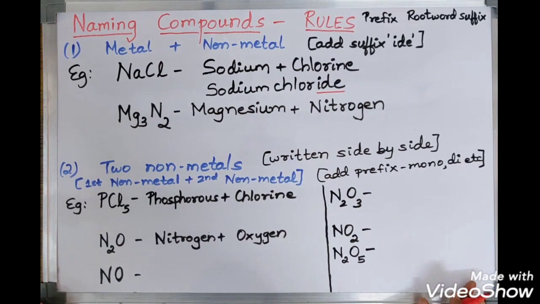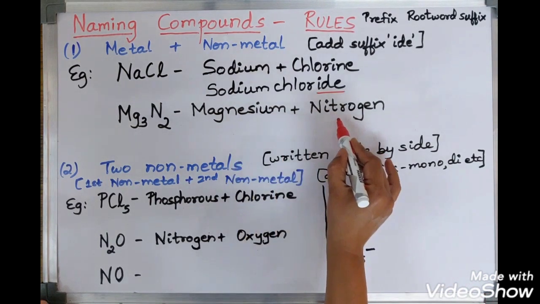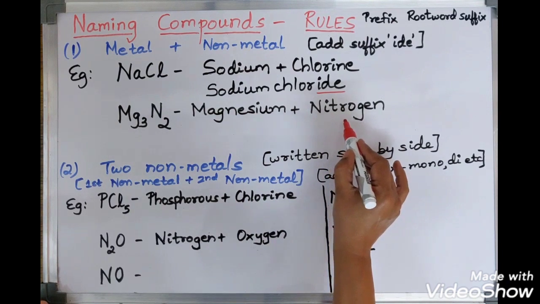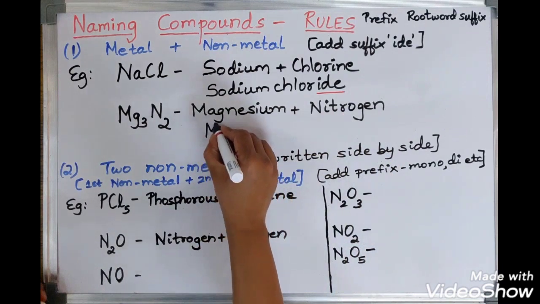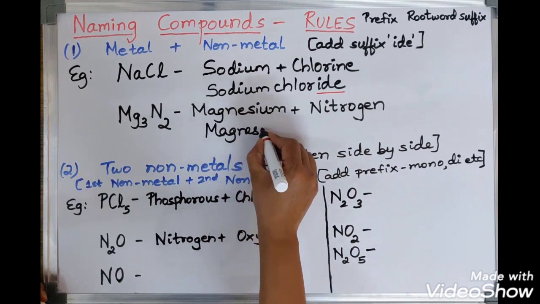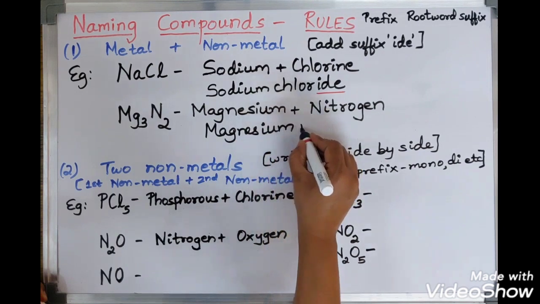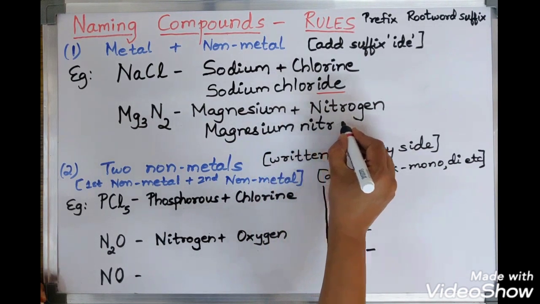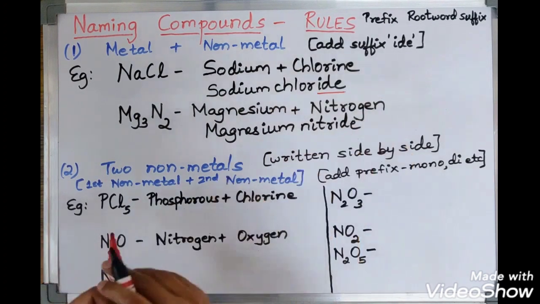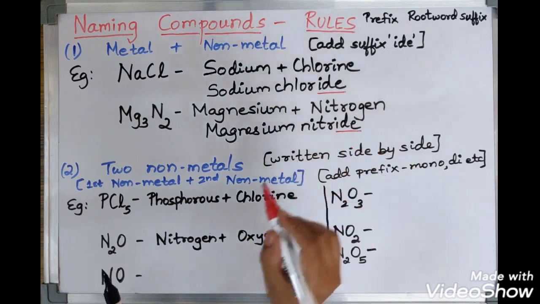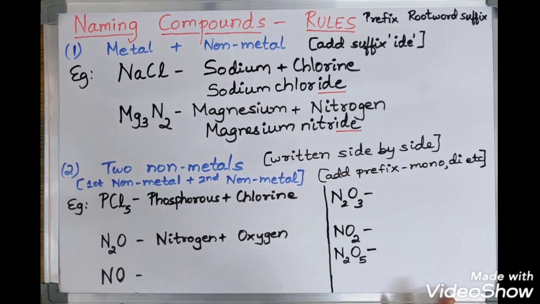Similarly, we'll consider one more example, Mg3N2. Here we have metal magnesium which is written first and then the non-metal nitrogen which is written later. Now when we write the name, here we have magnesium, we'll write as it is for the metal. Only for the non-metal we are going to add the suffix to the root word and it becomes nitride. So here IDE is a suffix to be added to the non-metal. This is the first rule.